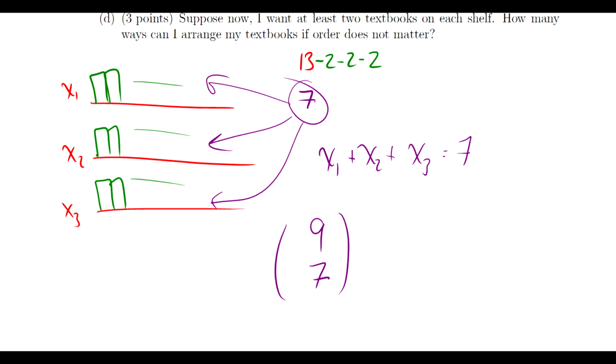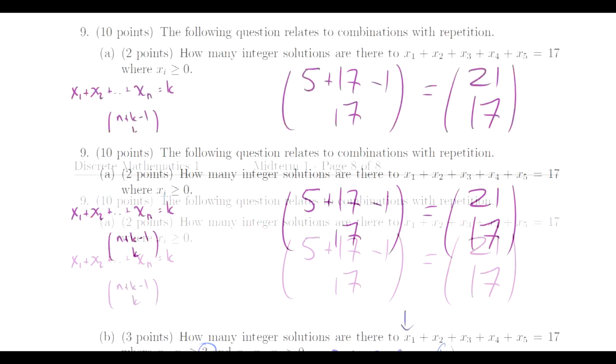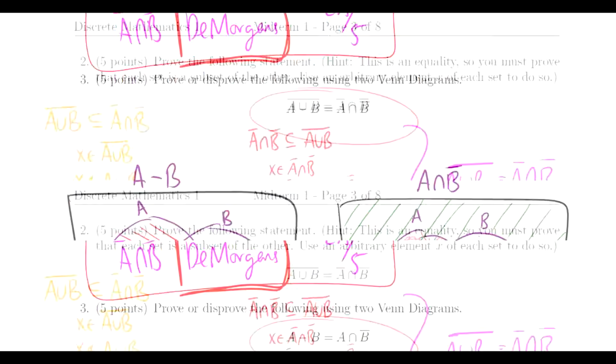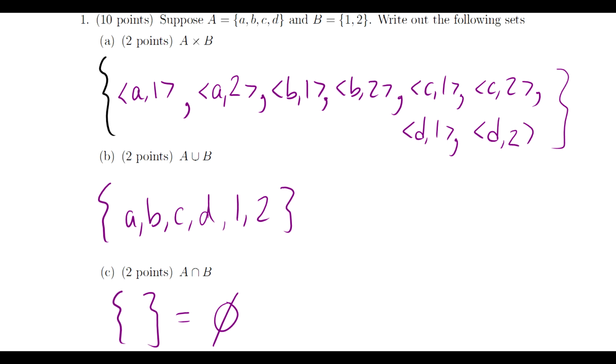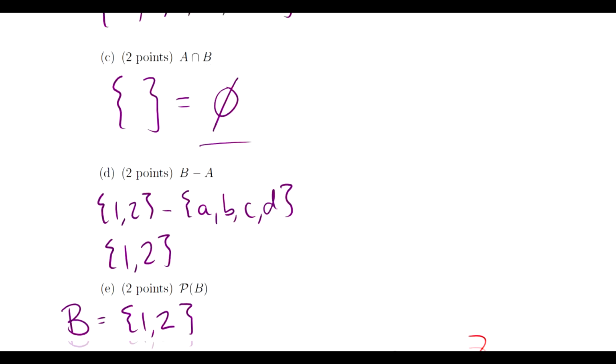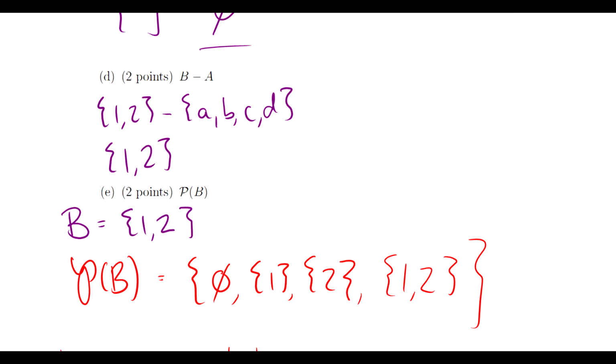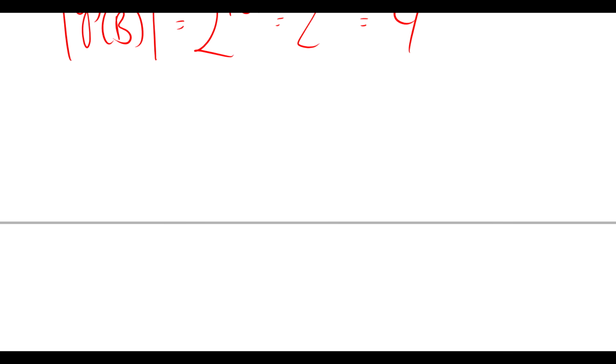Okay, that was the midterm. So let's just go over some of the scoring here. So A cross B, A union B, A and B, you should have gotten those hopefully. B minus A, this one might have been kind of tricky for people because it's sort of a trick question. The power set of B, hopefully you got as well. So ideally 8 out of 10 for the first question would be nice.